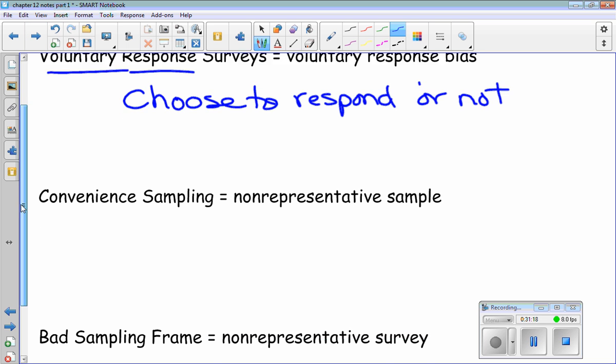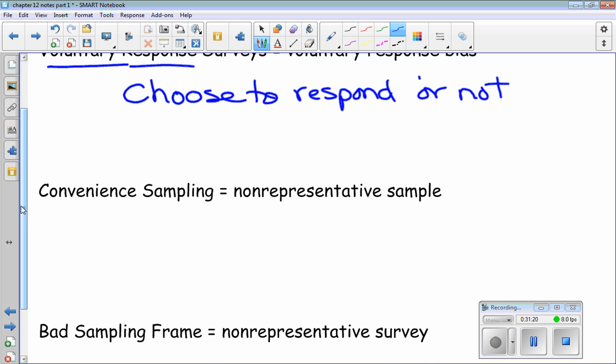Convenient sampling, okay, is a sampling method that is hugely biased in and of itself, which is why we kind of listed it underneath the bias part. Okay? It's just non-representative. The whole idea of a sample is to make sure that the people that you're asking or the sample is representative of the population. A convenient sample will almost never be representative. It's just going to be whoever happens to be there.